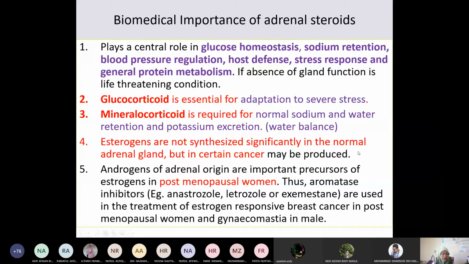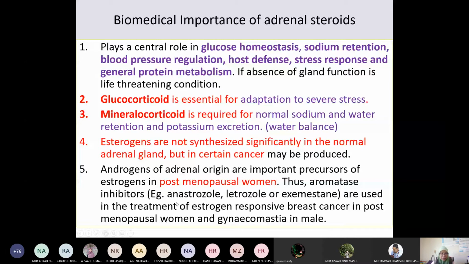And androgens of adrenal origin are important precursors of estrogen in postmenopausal women. You know why? In postmenopausal women, estrogen and progesterone production declines and is gradually lost. So in that case, the adrenal cortex is preserved for the synthesis of androgen. Of course, when androgens are transported to the peripheral tissue, aromatase converts the androgen to estrogens.